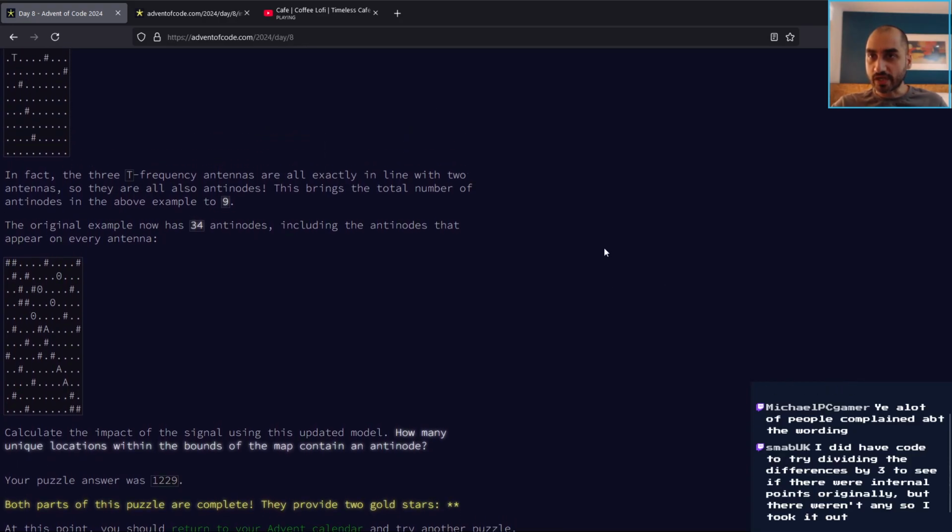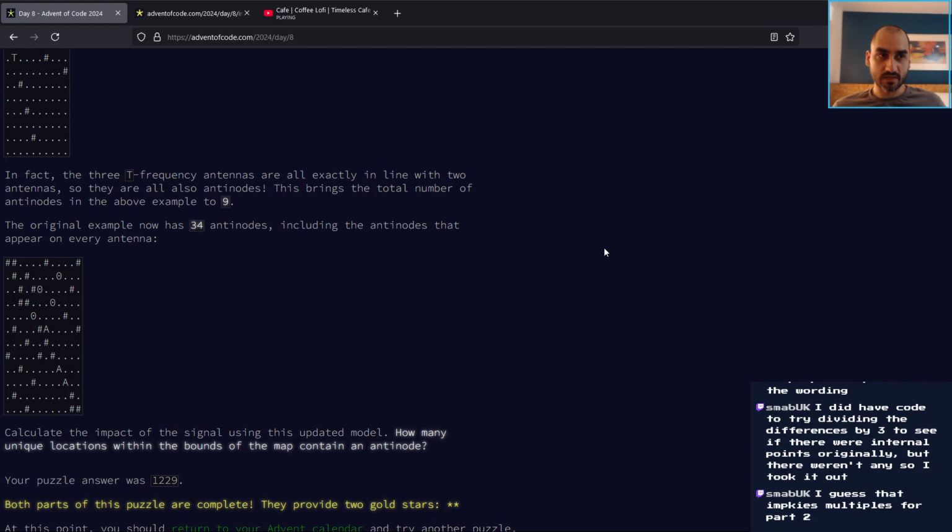I did have code to try dividing the differences by 3 to see if there were internal points originally, but there weren't any, so I took it out. The only correct way to find any points between them, I think, is what I did with the GCD. That's the number theoretical proof whether or not there are points between. Any point between would necessarily mean that the big vector is a multiple of a smaller vector, and in that case there is a common factor between the x's and the y's.